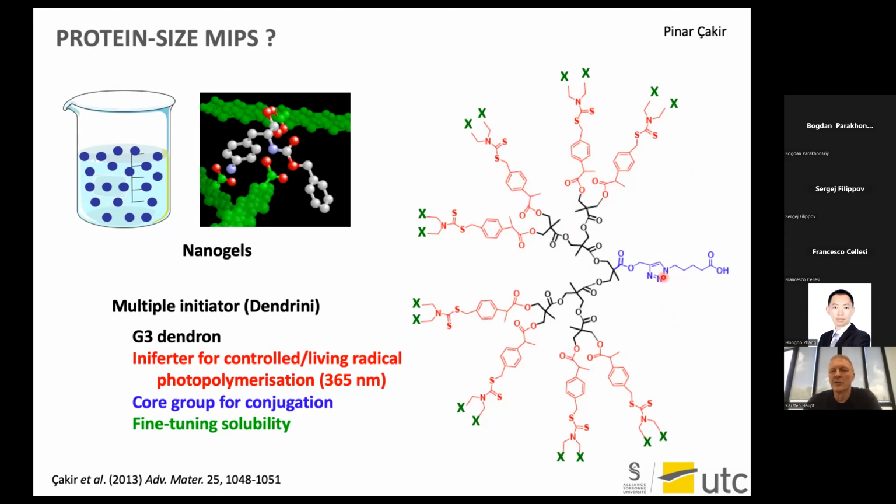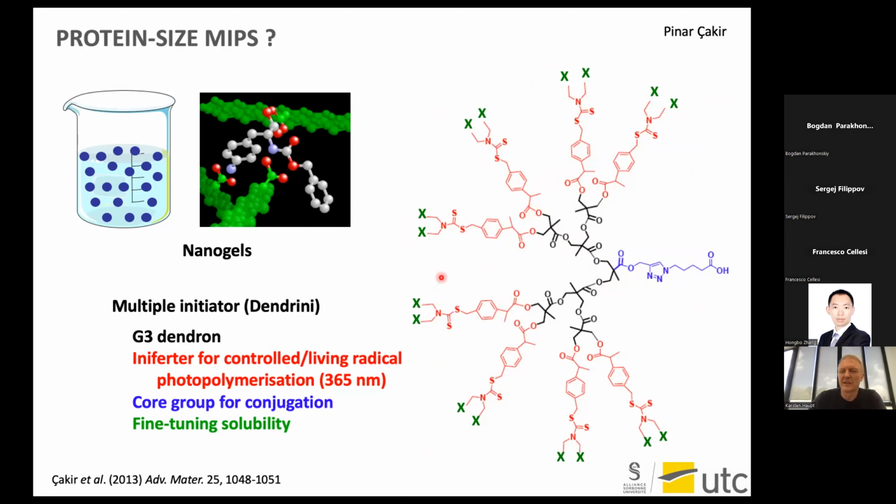There are also other versions of this molecule, but here we have the dendron. Here is a central group that can be used for labeling or coupling. And then we have the iniferter-type polymerization initiator that allows for controlled living radical polymerization, photopolymerization. And here at the outside, at the periphery, we can use the groups in order to fine-tune the solubility of the material.